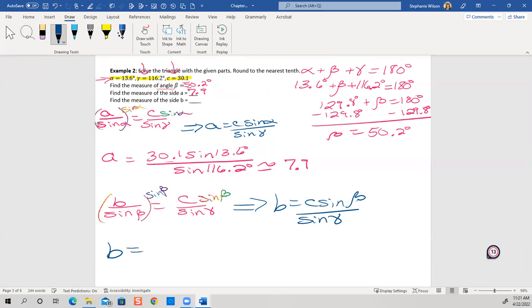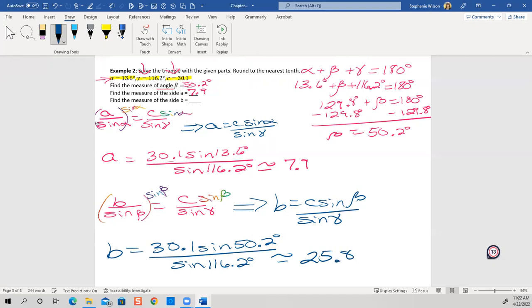So now I got B is equal to 30.1. Sine of beta is 50.2 degrees, all divided by sine of gamma. Gamma is 116.2 degrees. Type that in our calculator, round to the nearest tenths, and I got 25.8. And that side for B is 25.8. So now I know all my sides and I know all my angles.